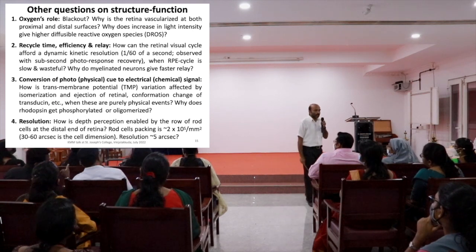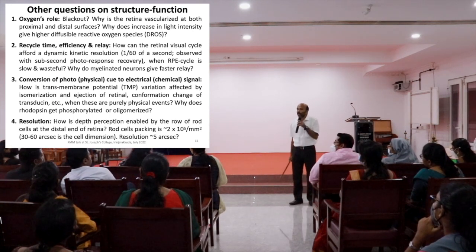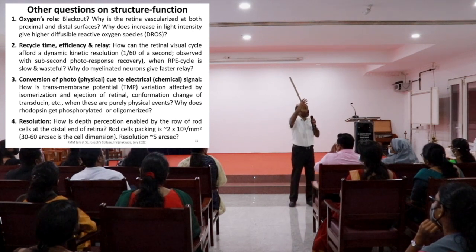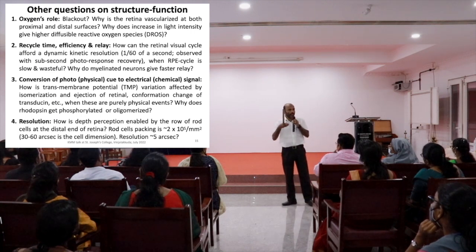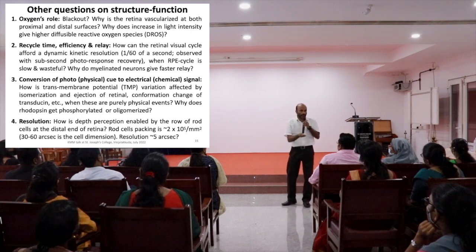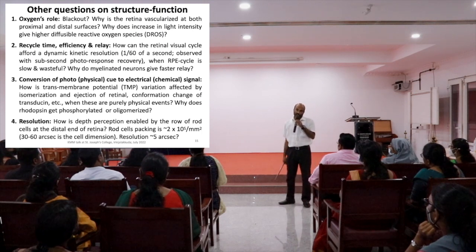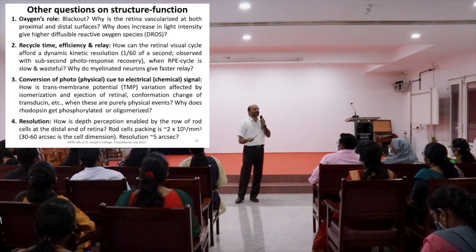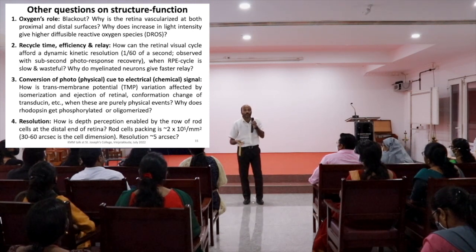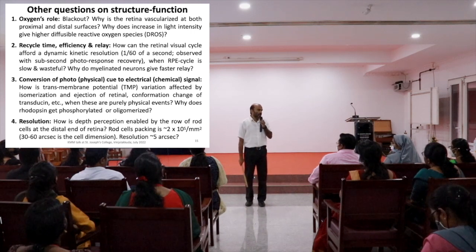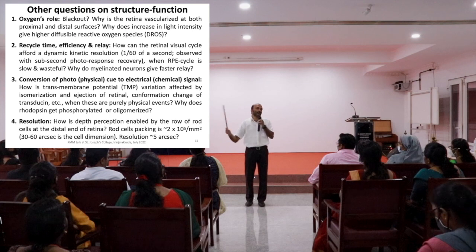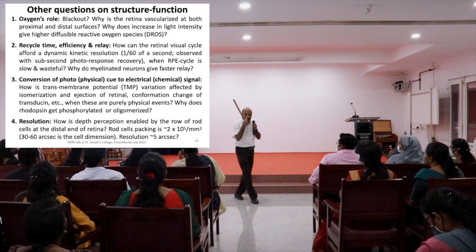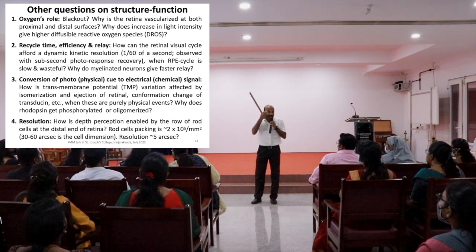First of all, when you have shortage of oxygen, you have blackouts. Your retina is innervated by a lot of vascular blood vessels on both sides, proximal as well as distal. Then why should more light give more reactive oxygen species? If oxygen was not involved, why should light correspond to reactive oxygen species? These are experimental evidence.